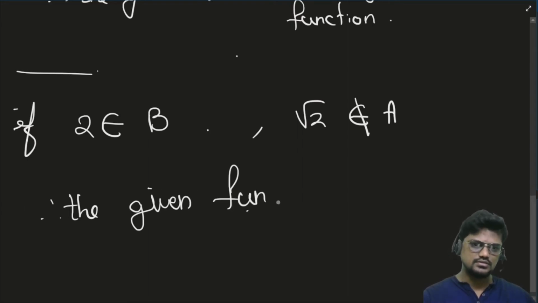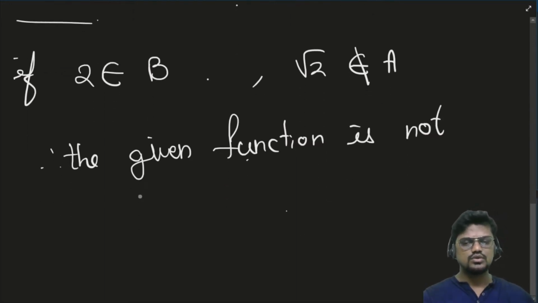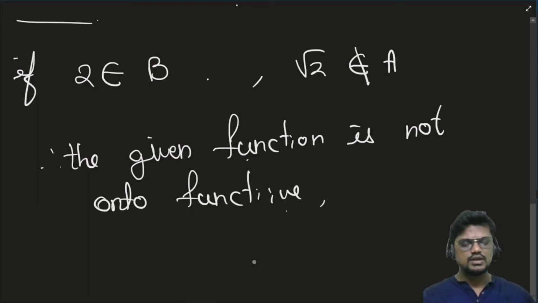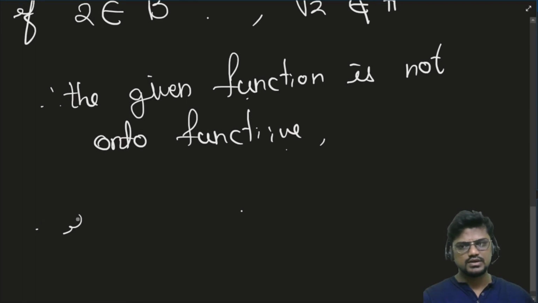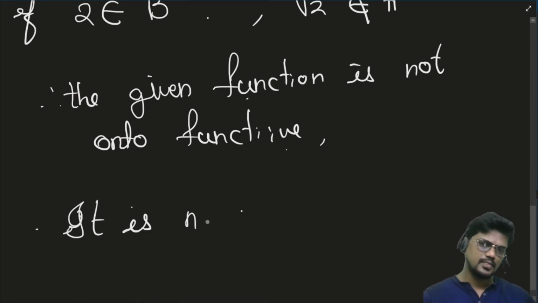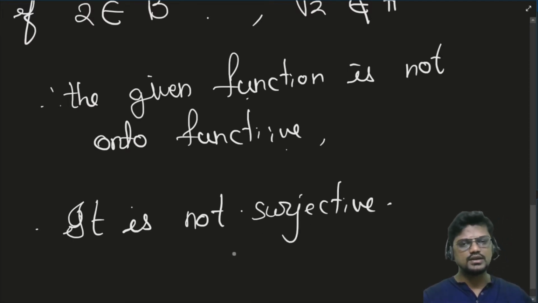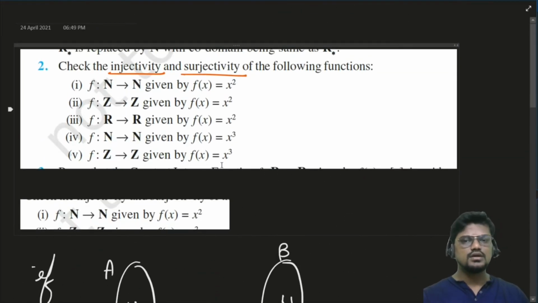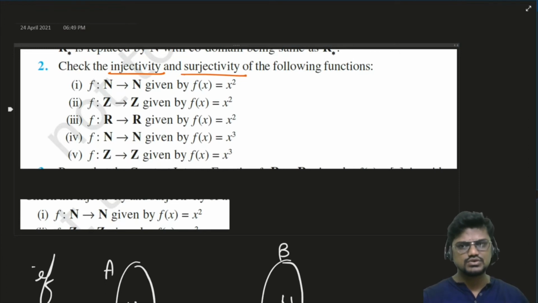therefore the given function is not onto, not onto function, or you can also say it is not a surjective function. Surjective is just another name for onto function. Is this clear, guys? Please type in the chat box, is this clear? Okay, Nisha, very good. Right, now similarly we'll be doing the rest of the sums also.